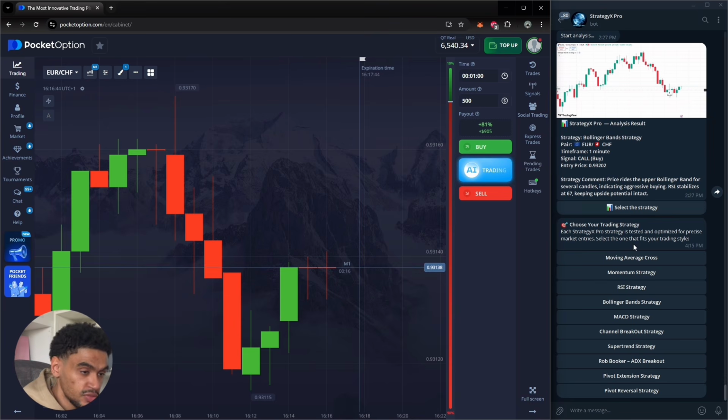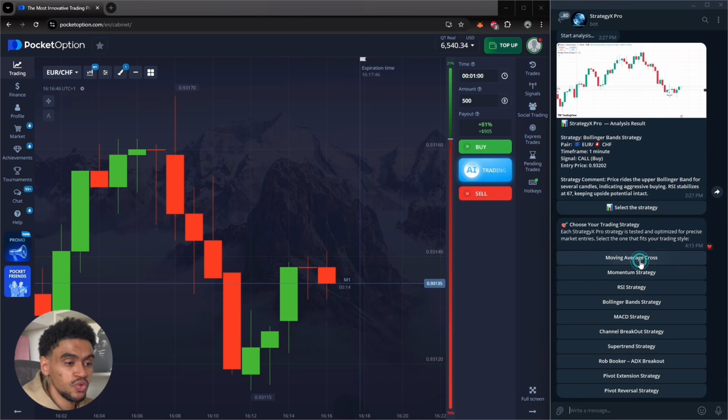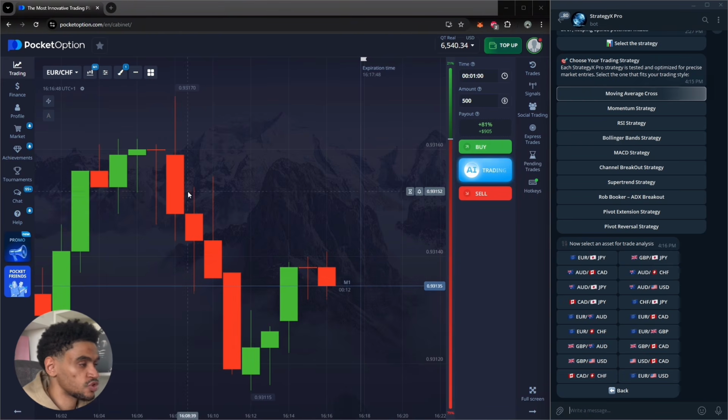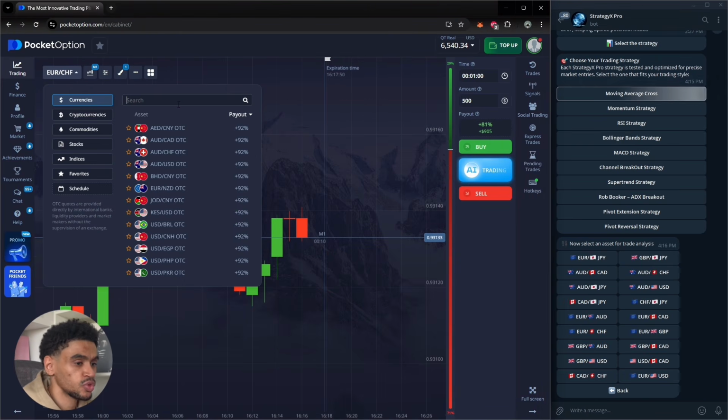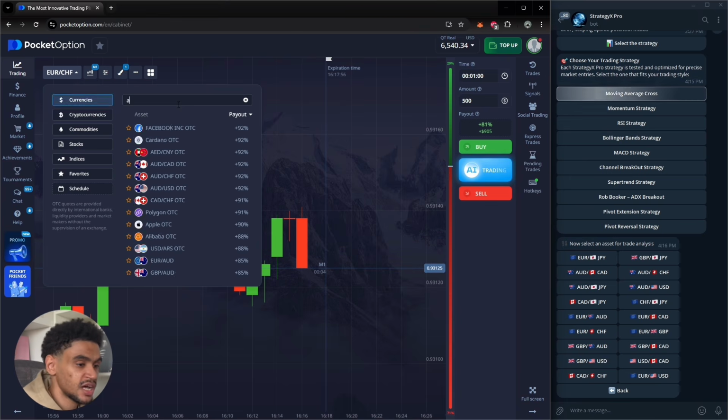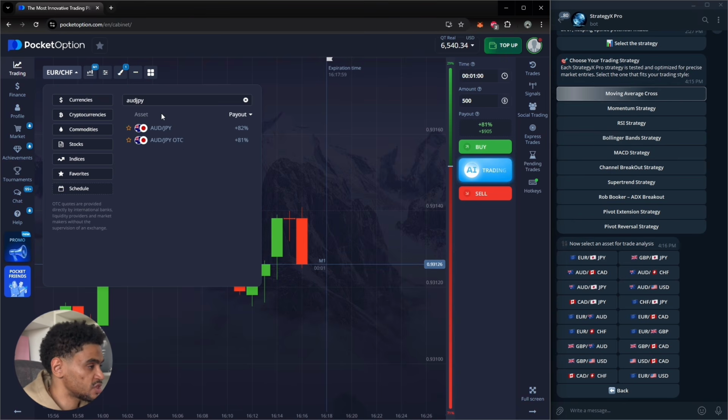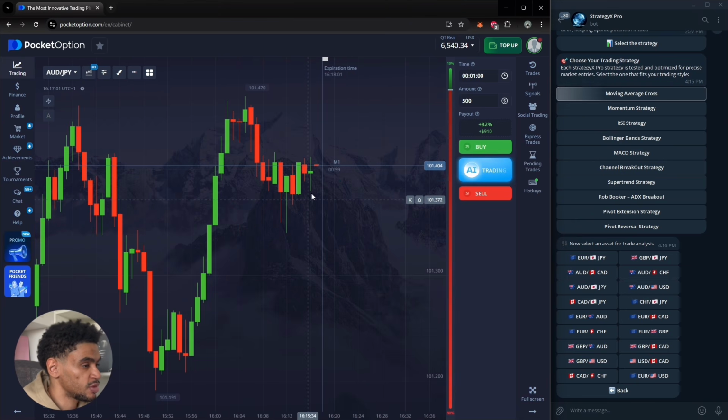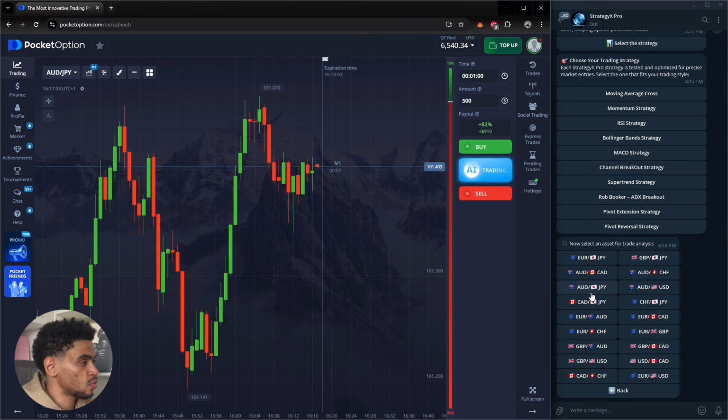And let's go ahead. We want to trade, for example, with moving average cross. Let's select moving average cross and let's go and find an asset that we want to perform a trade on. We have a list of assets here. Let's go and find the one that suits us. Usually I would suggest to go above 80%. So if you find an asset with above 80%, that is good. We have it right here.